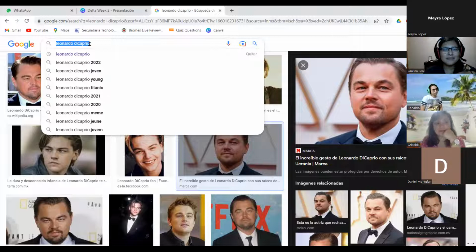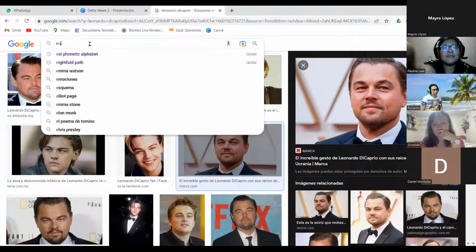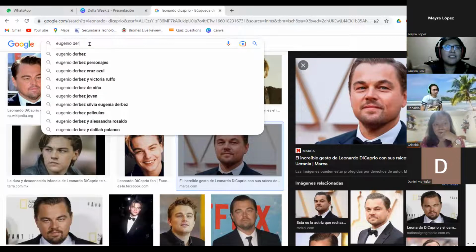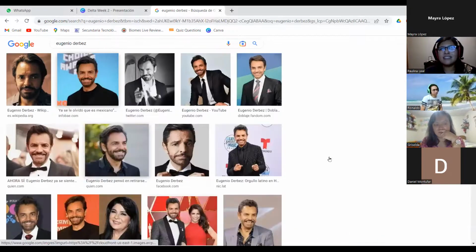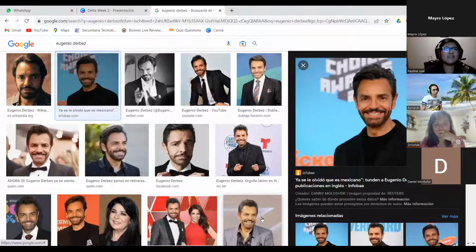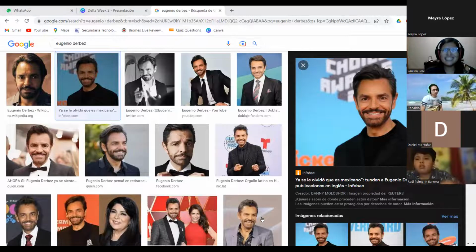This is Eugenio González Derbez. Okay, Eugenio Derbez. Yes. Here he is. This is Eugenio González Derbez. He's tall. He is funny. He is handsome. He is strange hair. He is dark. He is long hair. He has brown eyes.